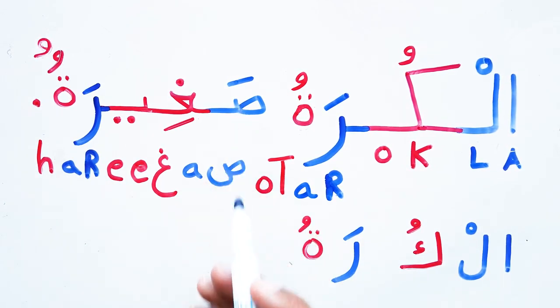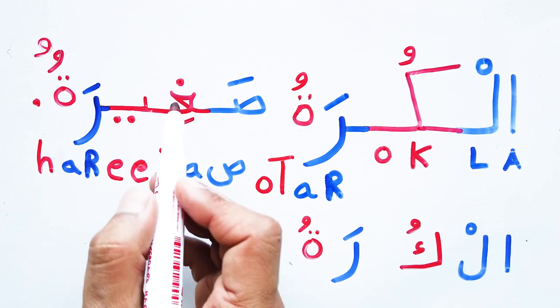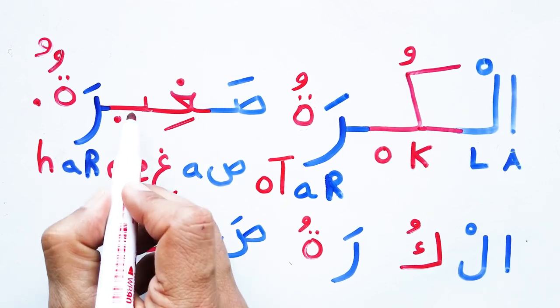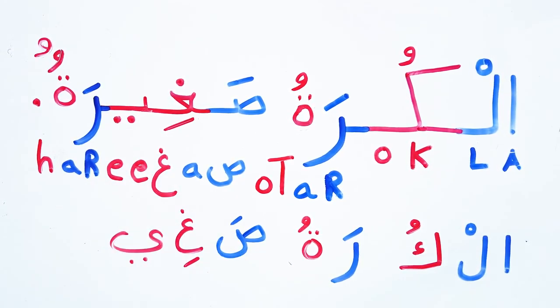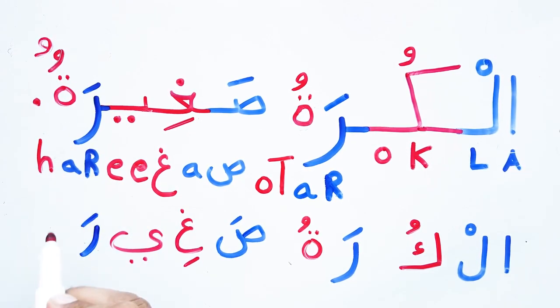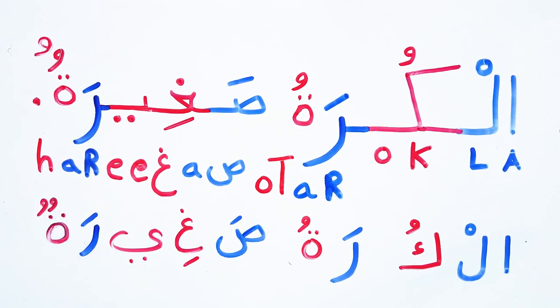Then we have Sa. Sad. Sad doesn't sound like S. It is different. It's Sa. And then we have Ghi. Ghi, and then long vowel ya. It is different. And then we have ra again. And finally we have tun.